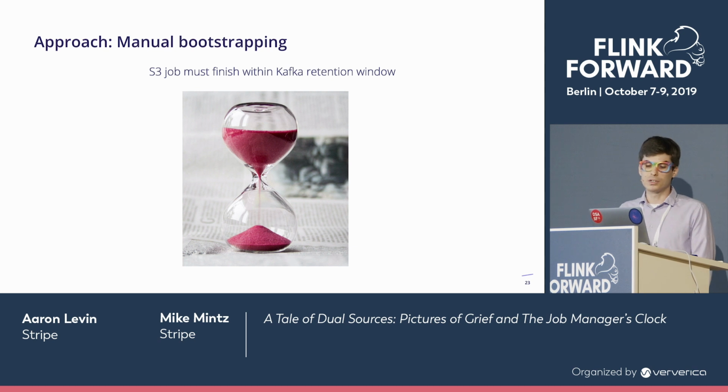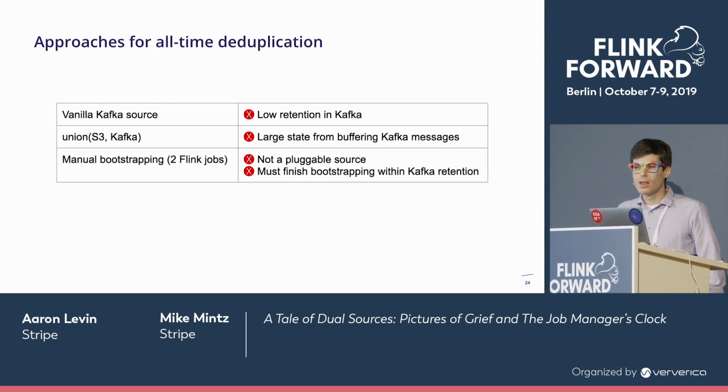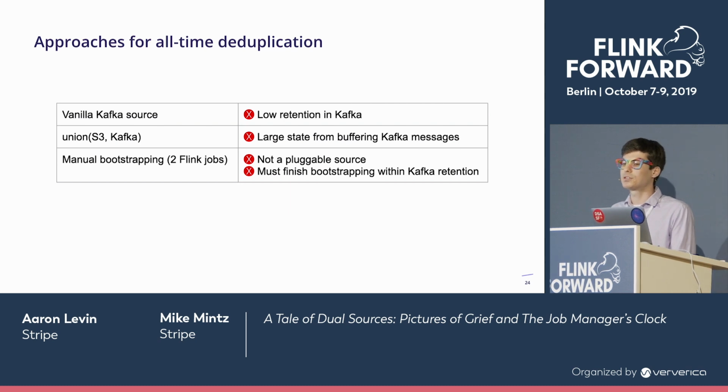So this wasn't going to work for us. Let's review our options so far. We can't use a vanilla Kafka source because we need to deduplicate overall history, and Kafka has limited retention. We can't use the union operator to combine S3 and Kafka data because our deduplicator would use a huge amount of state buffering up messages from Kafka while it waits for the data from S3 to catch up. And the manual bootstrapping approach is challenging to operate and would require us to finish bootstrapping before Kafka events fall out of retention.